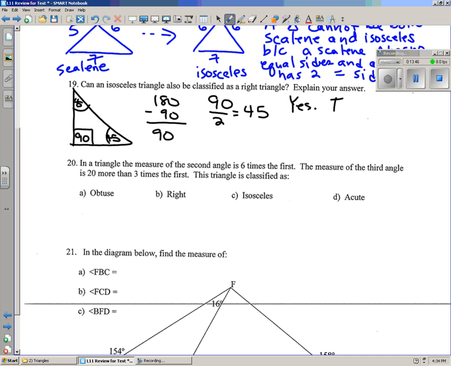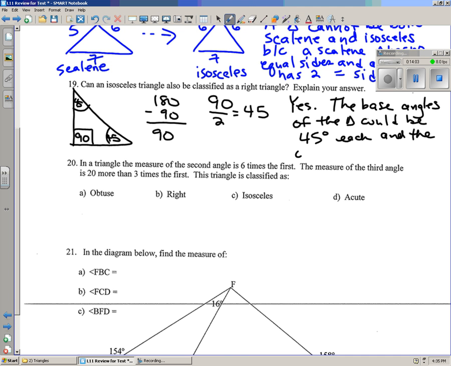The base angles, which are the equal angles of the triangle, could be 45 degrees each. And the other angle, or I'll use the word vertex, could be 90 degrees.